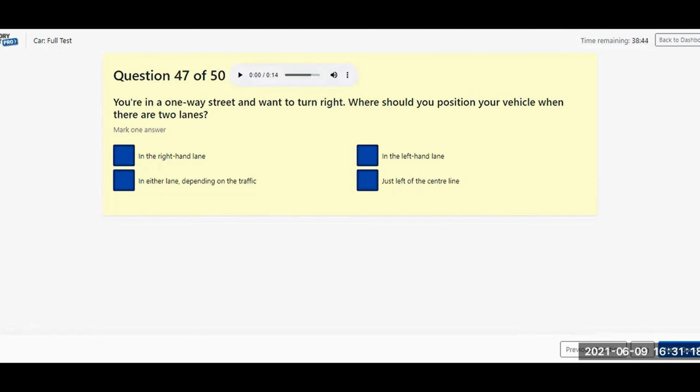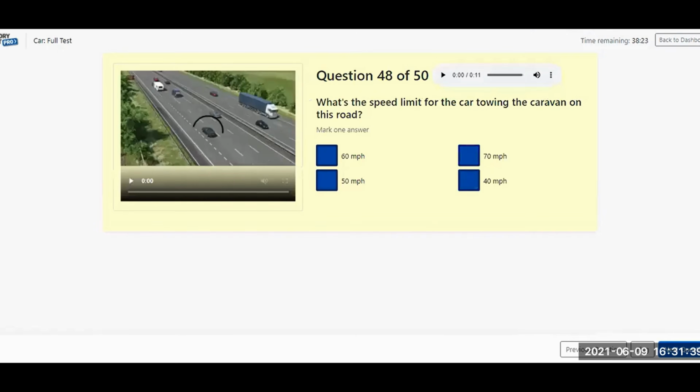You are in a one-way street and want to turn right. Where should you position your vehicle when there are two lanes? On the right-hand side of the road. Okay, normally when people go for the driving test, they go in a one-way street, and when they come out of the one-way street, they forget this question and take the wrong position and they fail. So be very careful. Now the last three questions will be video based.